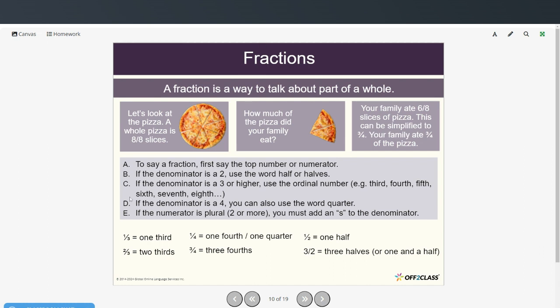So 1/3 is one third, 2/3 is two thirds, 1/4 equals one fourth or one quarter, 3/4, 1/2, 3/2 or 1/2.